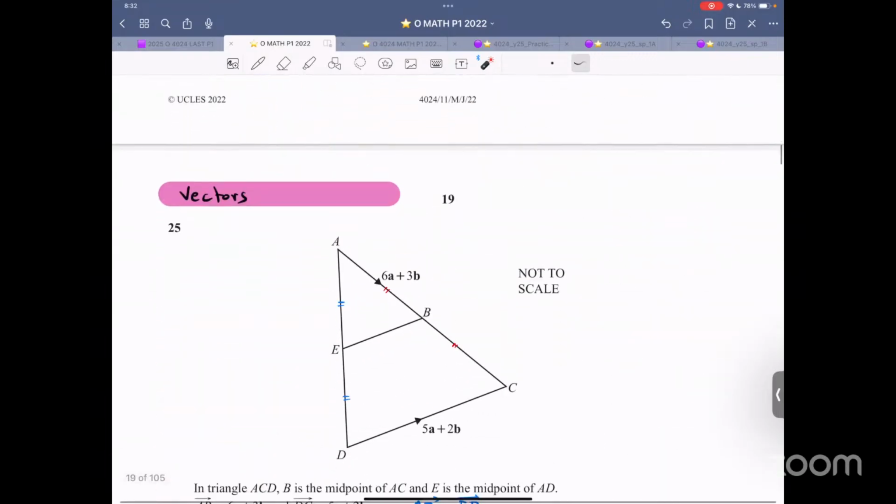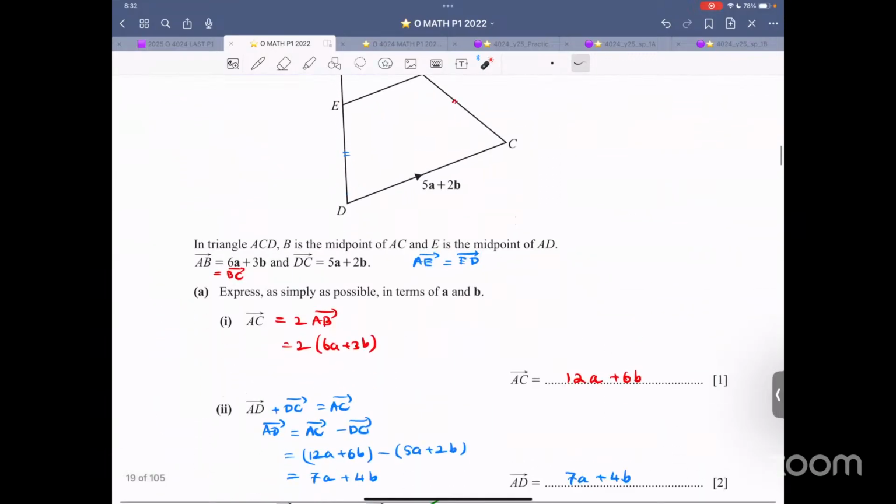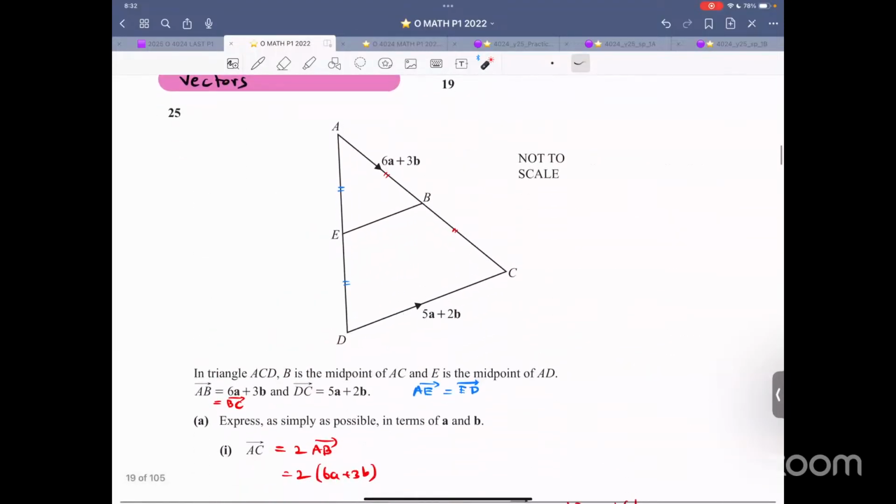Matrices is no longer part of the syllabus. Vectors, let me do this question for you people. It says in the triangle ACD, B is the midpoint of AC, E is the midpoint of AD. AB is 6A plus 3B. So from A till B, that is 6A plus 3B.